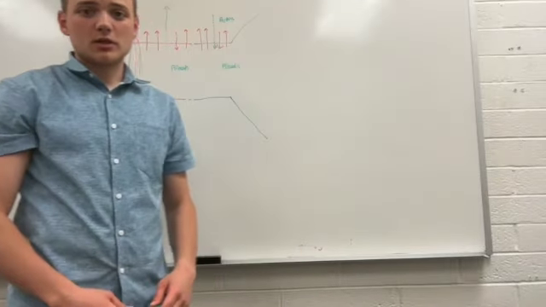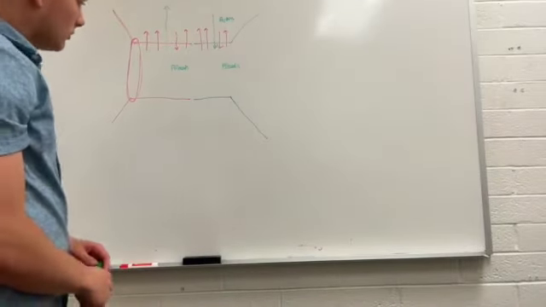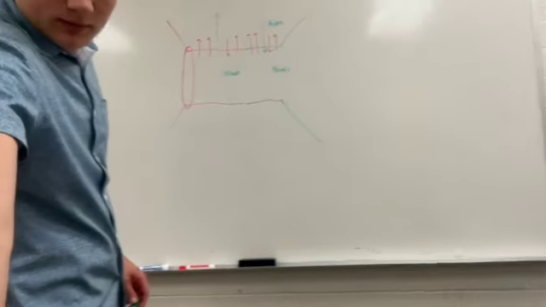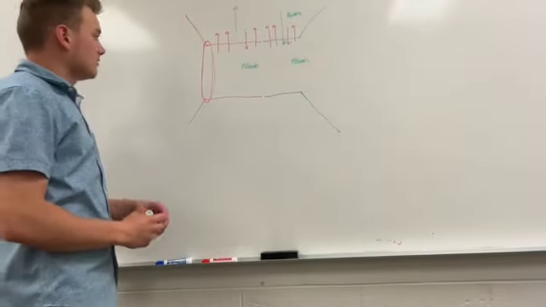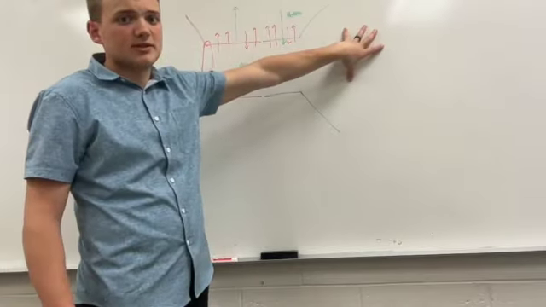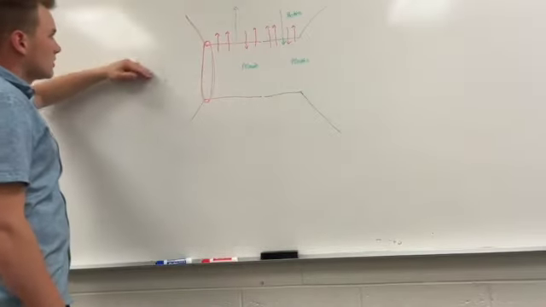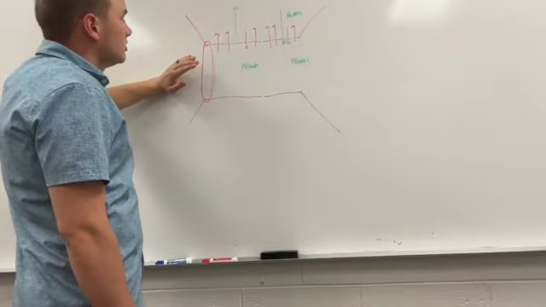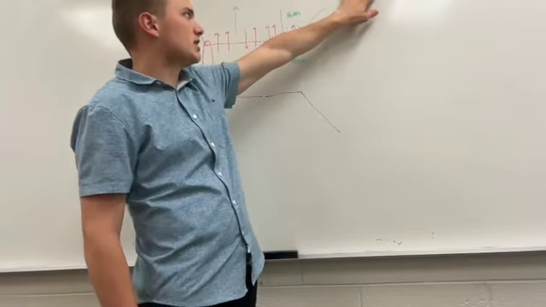All right, I want to talk about the capillaries here. What we have going on is this is our arterial side, and then this is our venous side. So this is blood coming from the heart that's oxygenated, and this is blood going away from the heart being deoxygenated.